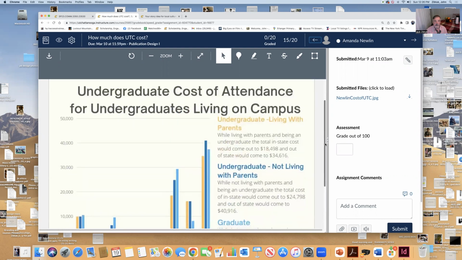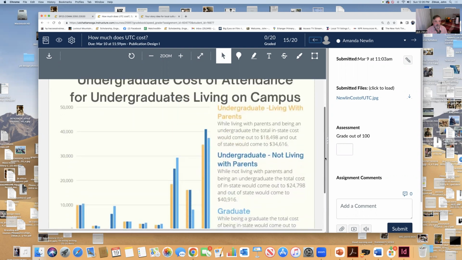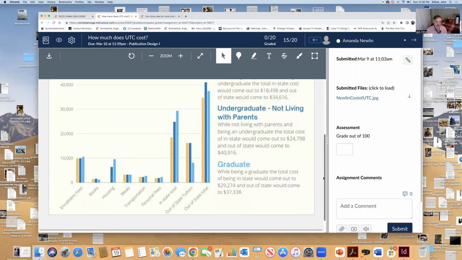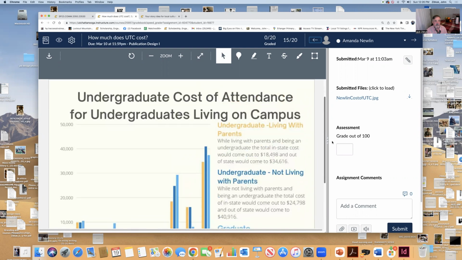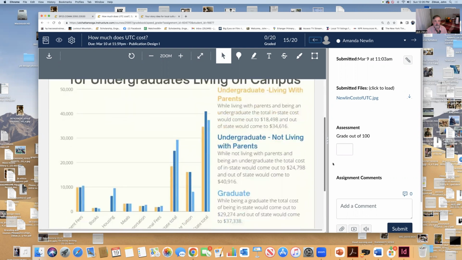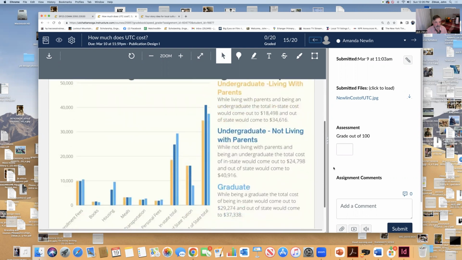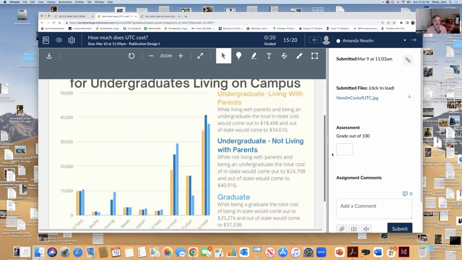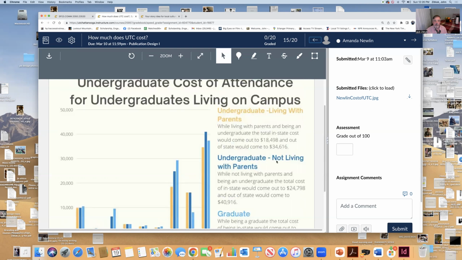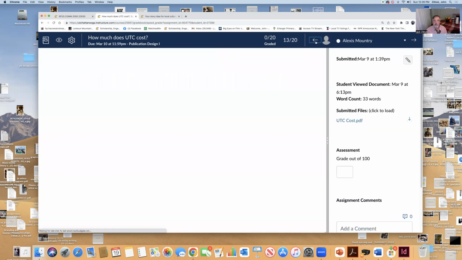Okay. Living with parents, that's a lot of information here. All right, not living. Okay, enrollment fees, books overall. I might make the totals bold here, but no, everyone seems to have the idea.